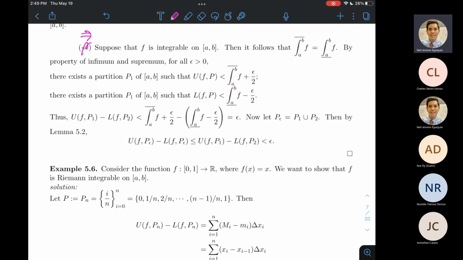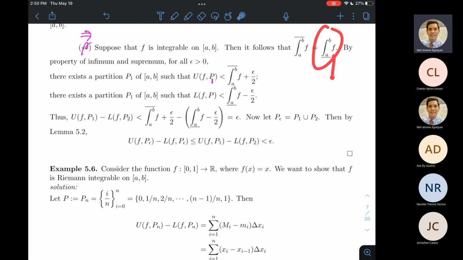So we can find a partition P1 such that the upper sum of f relative to the partition P1 ay mas maliit dito. Kasi nga, bawal na tong maging lower bound. Kasi ang greatest lower bound na ay ito, without the epsilon over 2. Okay? Now, ganun din yung argument ko para sa lower sum, para sa lower integral.